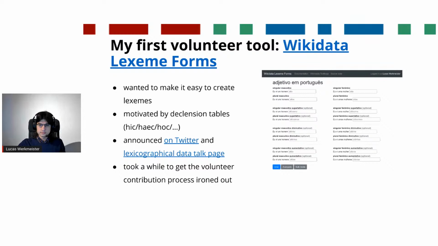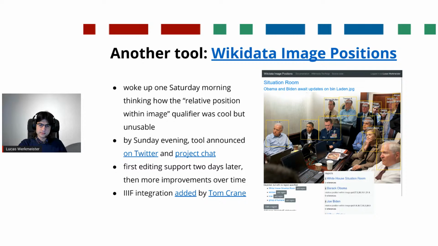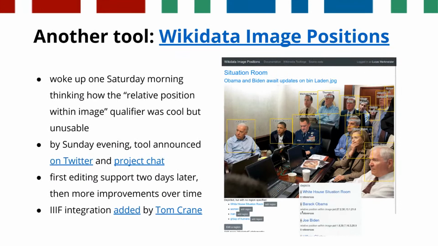Next tool I wanted to talk about is maybe the main one that actually falls into this category of metadata applications. I'm not sure if you can see that in the screenshot, but there's this smaller part in the screenshot of this collection of statements on Wikidata. So this is an item about the photograph Situation Room. And the photograph depicts the situation room itself, Barack Obama, Joe Biden, and so on. And it has this qualifier there, relative position within the image.